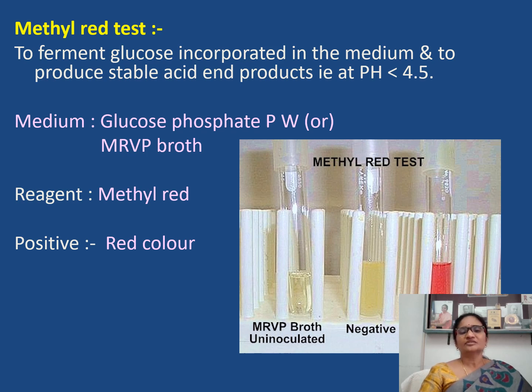Immediately red color is produced if it is positive for the methyl red test. That means the medium has glucose, and the organism has utilized glucose by fermentation and produced stable acid end products. Escherichia coli is positive for the methyl red test. That is for its identification. Now coming to negative, the color is yellow. Red color is positive and yellow color is negative for MR.